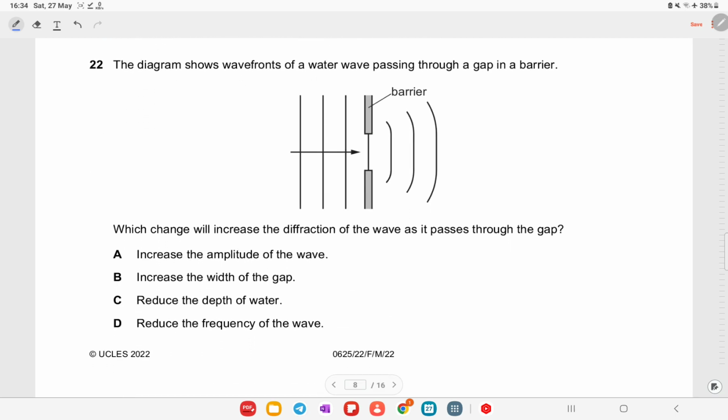Okay, the diagram shows wavefronts of a water wave passing through a gap in a barrier. Which change will increase the diffraction of waves as they pass through the gap? If you reduce the frequency of the waves, this will increase the diffraction of the waves. So you reduce the frequency and you will get your required result.